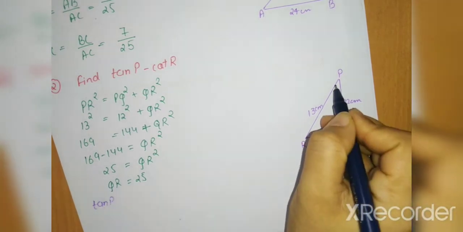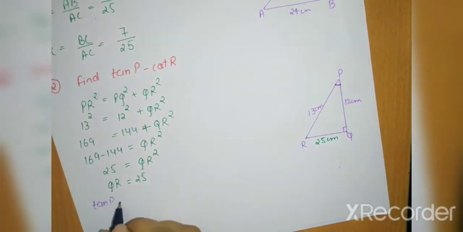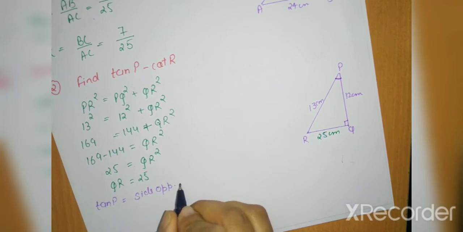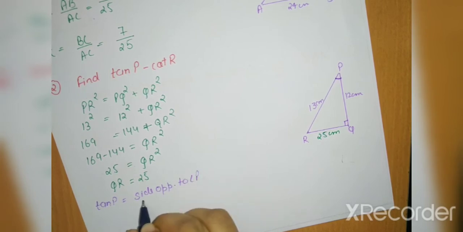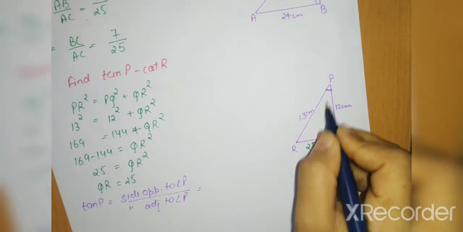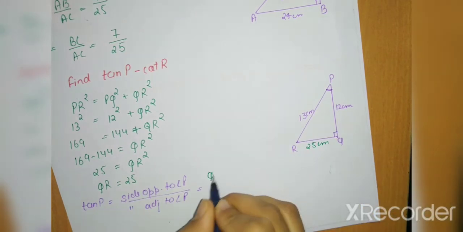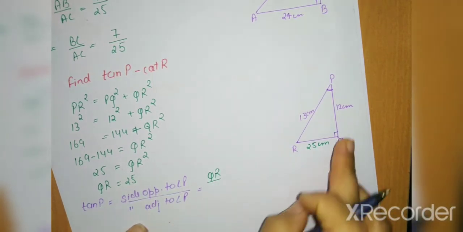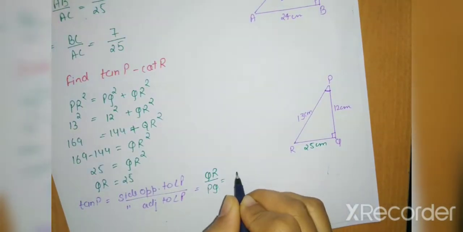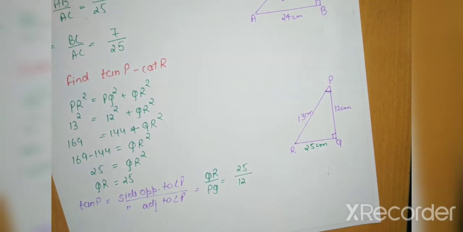Tan P means this angle. For tan P, what do I have to write here? Side opposite to angle P by side adjacent to angle P. For this angle, this is the opposite one, so here I can write QR by, adjacent will be, for this angle, PQ. So here I can write QR by PQ, 25 by 12.